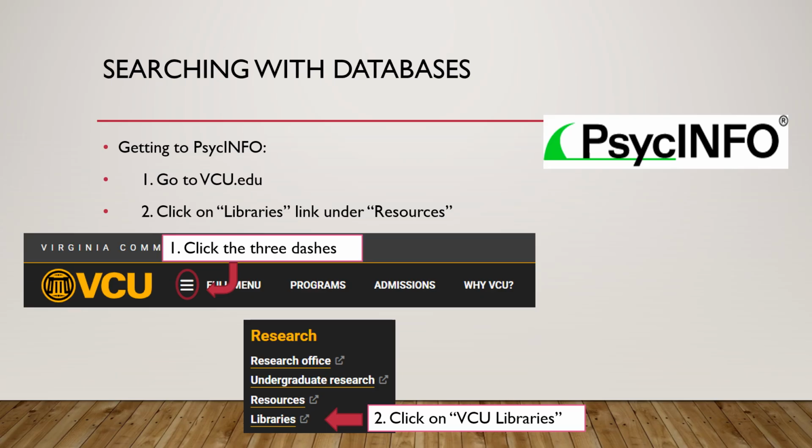To access PsycInfo, which is again the major database for psychology, you're going to first go to vcu.edu and then click on that little three-line drop down so that you can select libraries under the resources. The other option is you can just go to the library website, library.vcu.edu, and it'll take you to the same thing.